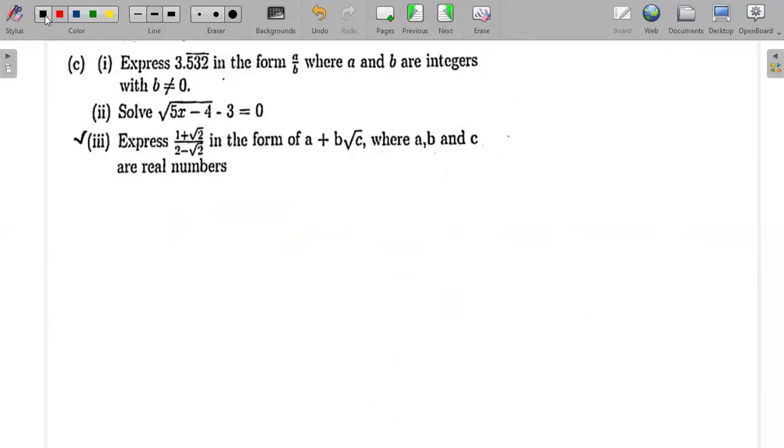Let's look at the last one. So the last one, they're saying express (1 plus the root of 2) over (2 minus root of 2) in the form a plus b root of c, where a, b, c are real numbers. Okay, so here what they are simply telling us is to rationalize the denominator. That's all. We're just rationalizing the denominator.